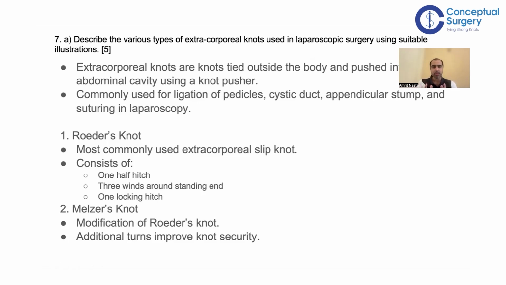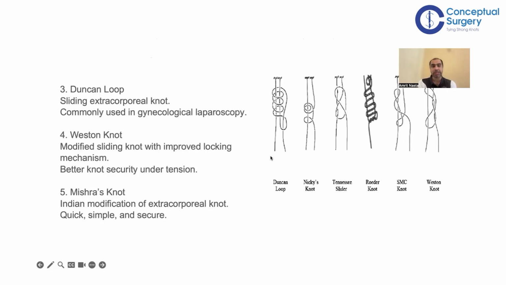So what are the types of knots you should know? At least you should know the names. The first two are the most important ones. First is called Roeder knot. This one you can easily illustrate. Okay, this you can easily illustrate.